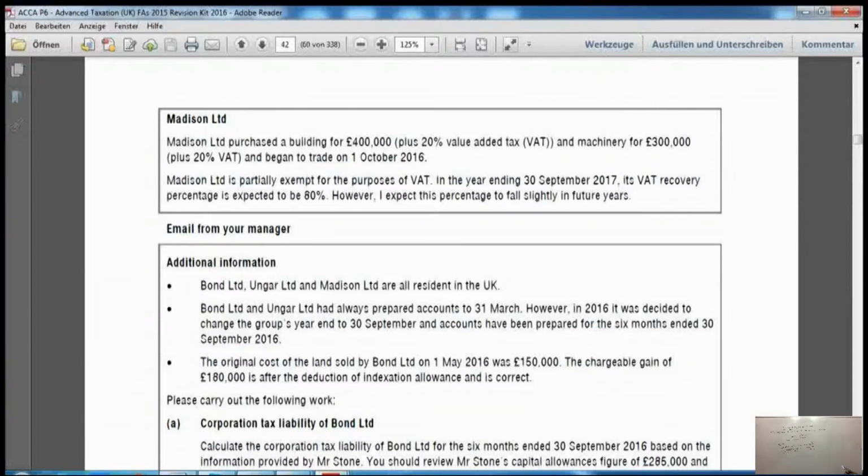Have we studied any rule for machinery? Any rule relating to machinery for the capital goods scheme? No, we haven't actually. We have just studied land and building and computer. So the capital goods scheme won't apply for machinery, I think.